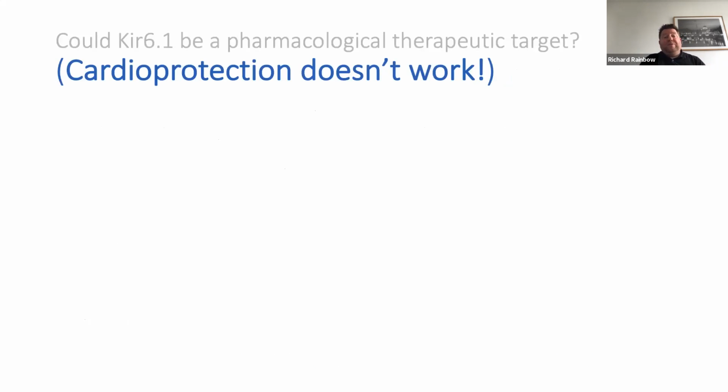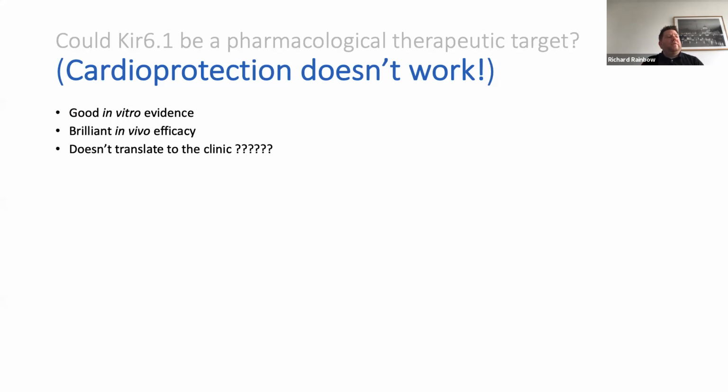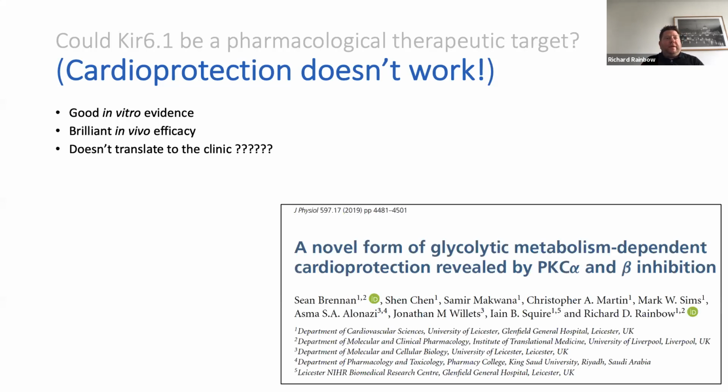So very briefly, I'm just going to finish off by saying why we think cardioprotection doesn't work. There's really good in vitro evidence that it works. It's fantastic in cells, works brilliantly every time. Brilliant in vivo efficacy as well. So you can do animal models and you can show that cardioprotection works. But this just doesn't translate to the clinic.